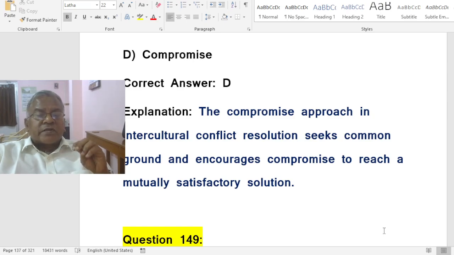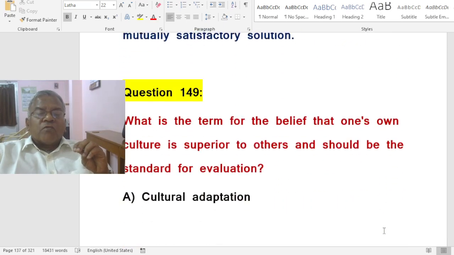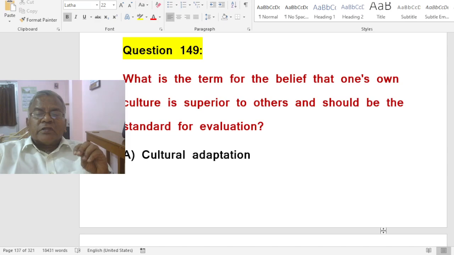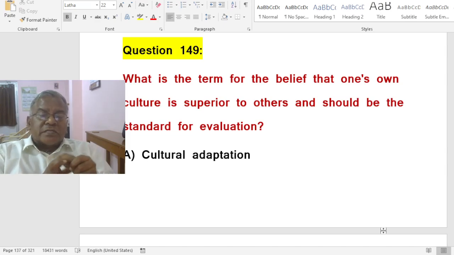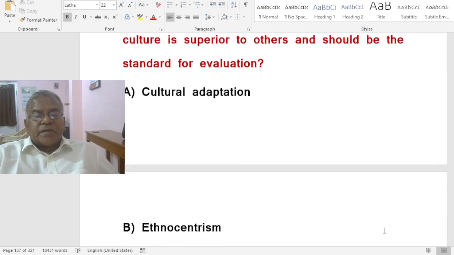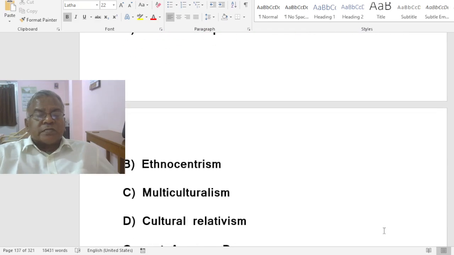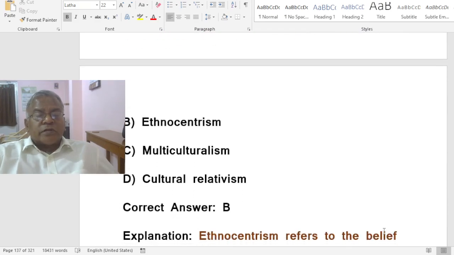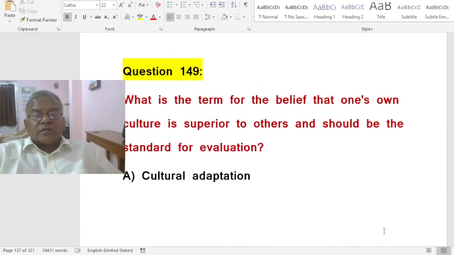What is the term for the belief that one's own culture is superior to others and should be the standard for evaluation? A. Cultural adaptation. B. Ethnocentrism. C. Multiculturalism. D. Cultural relativism. Okay, so what is the term?